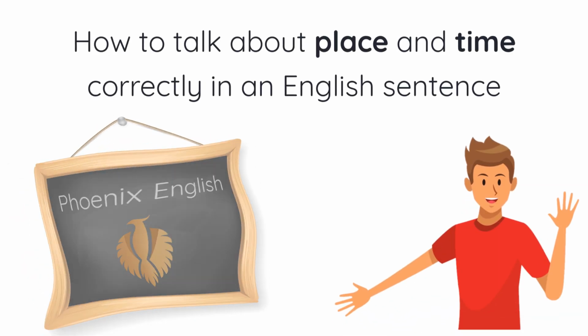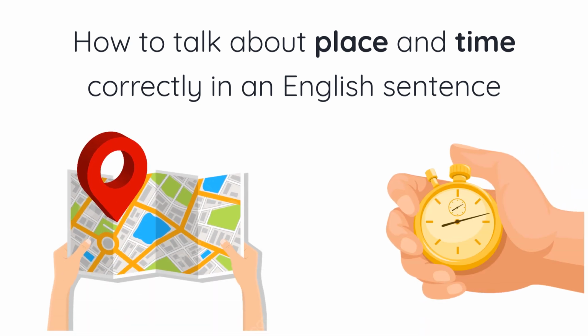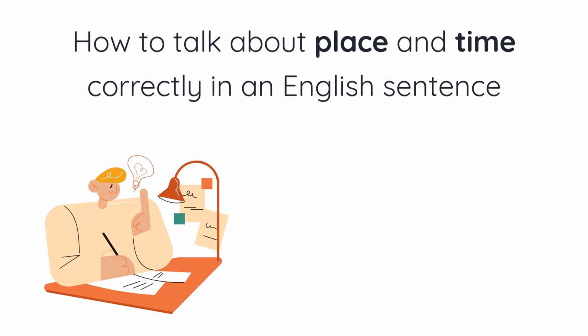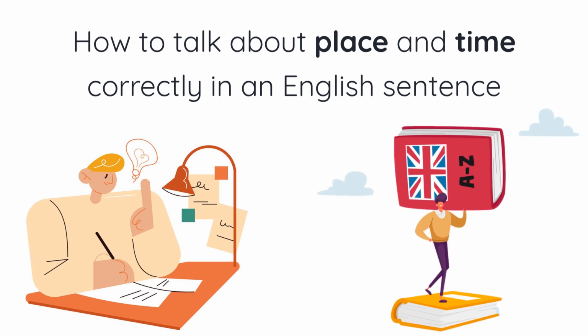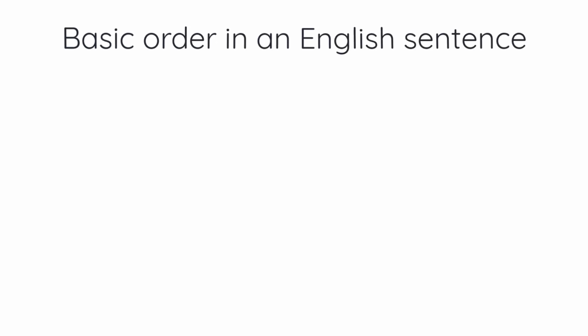In this lesson, you'll learn how to talk about place and time correctly in an English sentence. Now, this is important because in every language, the order of words in a sentence varies. It's different. And in English, we have certain patterns that we follow. So, what's the basic order that we follow? You probably know that already.